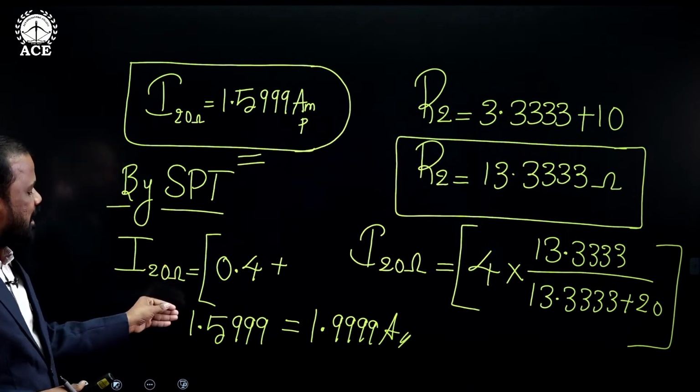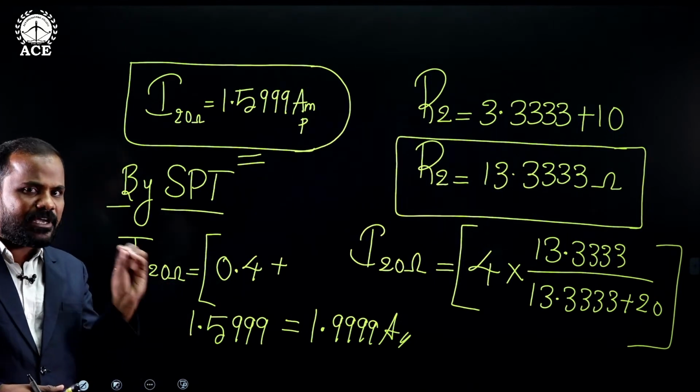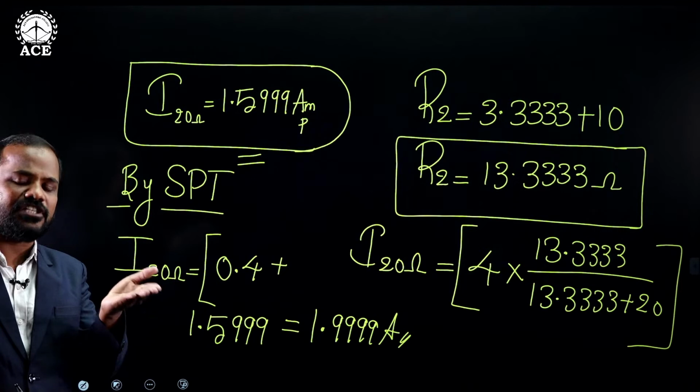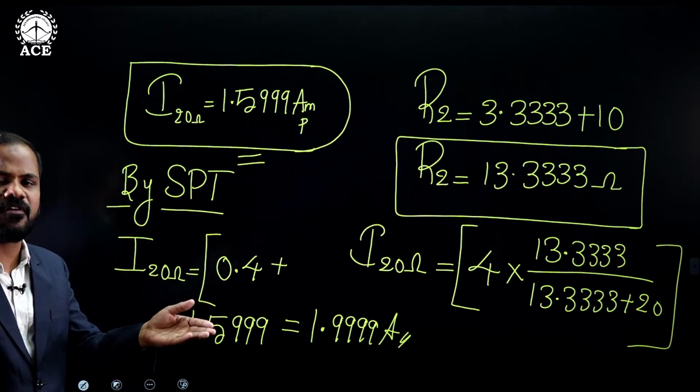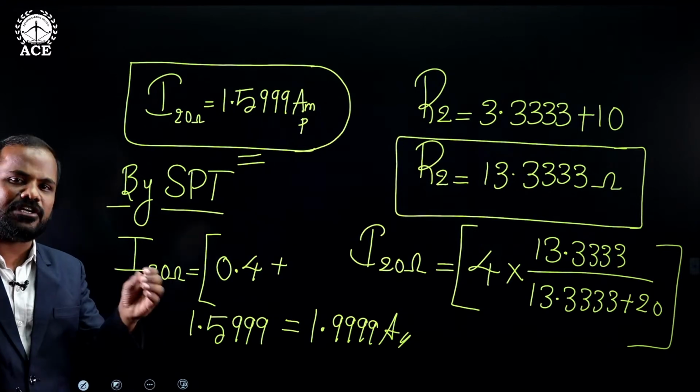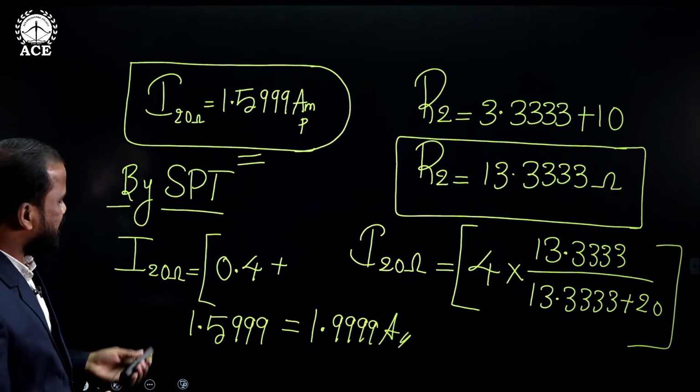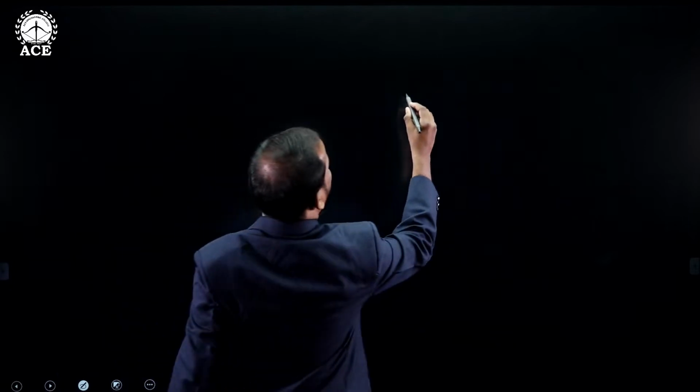Now after knowing this value, you can directly go for what? P is equal to the square of the current flowing through the 20 ohms multiplied by the value of 20 ohms. It will give the value of what? Power dissipated by the 20 ohm resistance in the given network. Okay. Now we can directly go for the final value.